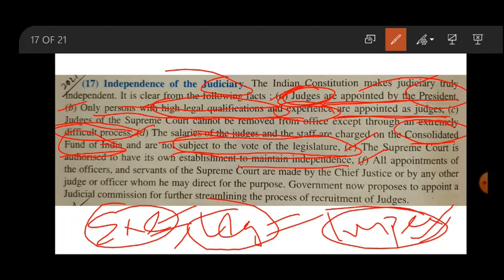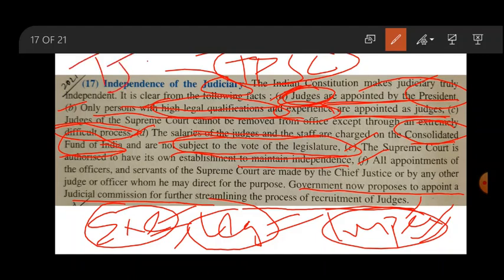So the government now proposes to appoint a judicial commission for further streamlining the process of recruitment of the judges. That means at this point of time the judges are recruited by the Public Service Commission. That is, in Tripura we have the Tripura Public Service Commission. We have a recruitment of TJS, that is Tripura Judicial Service. Once they get promoted from this service, they can even become a judge of the Supreme Court.